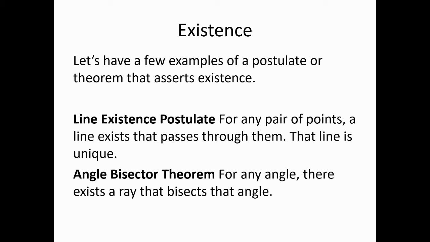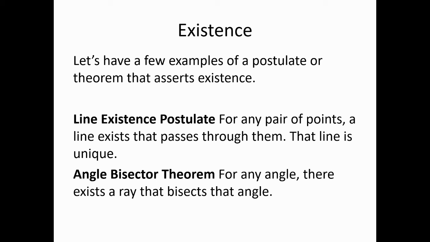Let me give you a couple of examples here. Consider, for instance, the line existence postulate. It says for any pair of points, a line exists that passes through them. That is, if we start with a pair of points, then we are assured that a line exists that passes through them. And of course, we are assured as well that it is unique. Now, here's another one, the angle bisector theorem from back in chapter 3. It says for any angle, there exists a ray that bisects that angle. So once again, it assures us of the existence of something given the existence of something else. If we're given an angle, this theorem assures us of the existence of a ray that bisects that angle.